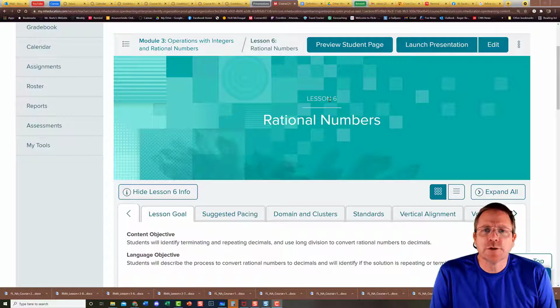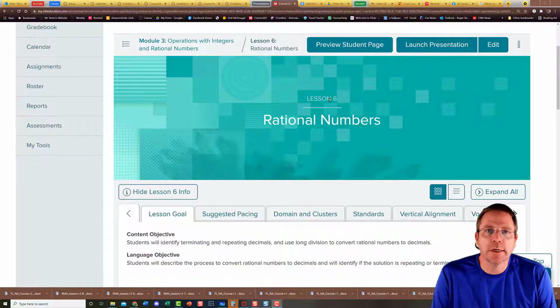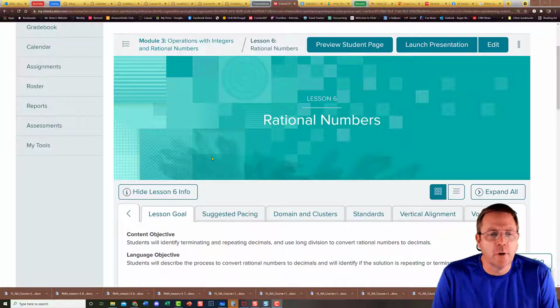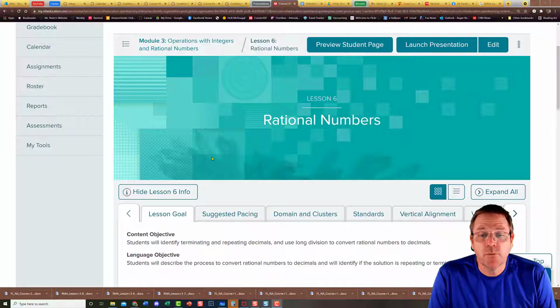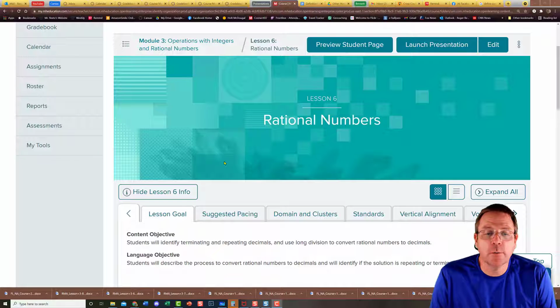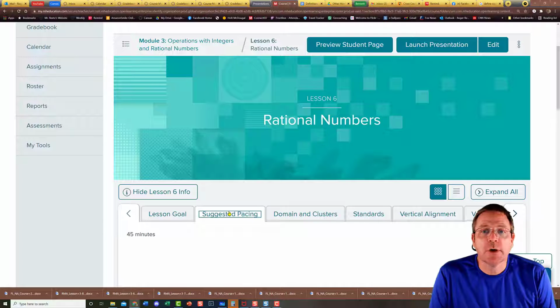Chapter 3, Section 6 deals with rational numbers. This is the first lesson in this chapter that we're going to be using the textbook's lessons on instead of the ones I built for my previous classes. I just like those lessons better for the material we were using before. The lesson goal is students will identify terminating and repeating decimals and use long division to convert rational numbers to decimals. The suggested pacing says we should knock this one out in a single day, so you can expect homework after the videos today.